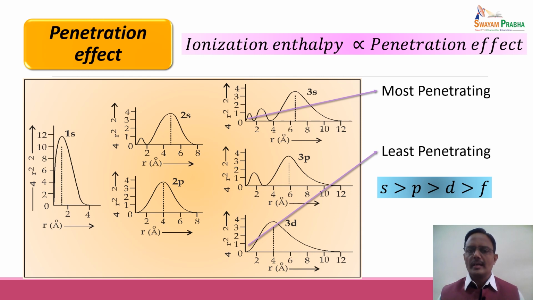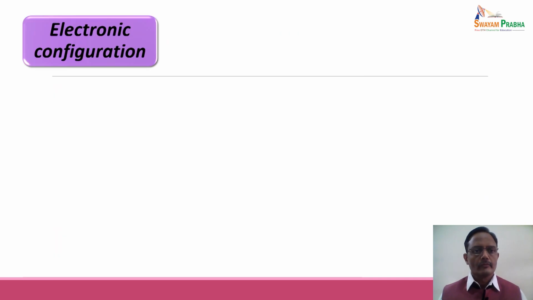So if we consider suppose 4s, 4p, 4d and 4f orbitals, then 4s electron will have highest amount of ionization enthalpy, even if all the four electrons belong to the fourth shell. They are at almost the same average distance from the nucleus, but still due to penetration effect, 4s electron will experience a greater nuclear force of attraction.